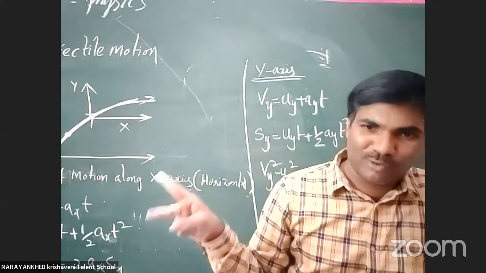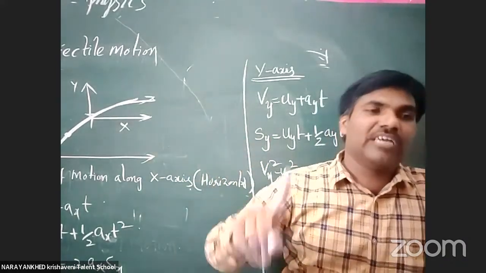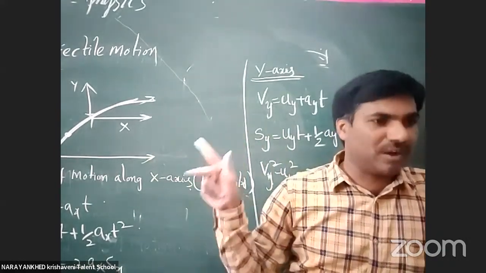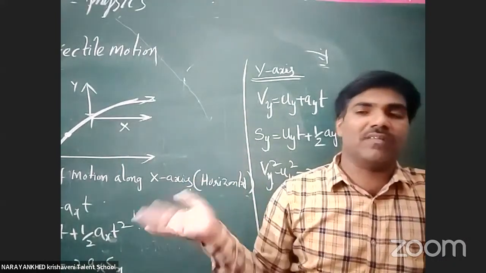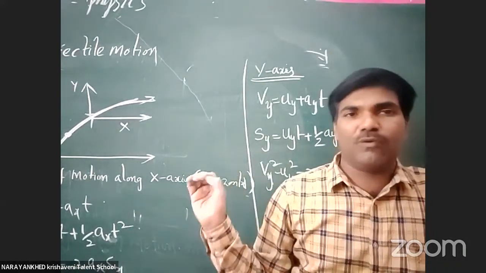It contains two components: one is the x component, another is the y component. If the x component is 0, it is called vertical motion. If the y component is 0, it is called horizontal motion. Got it or not? All these things are there in this particular projectile motion. Got it? I hope you got it.